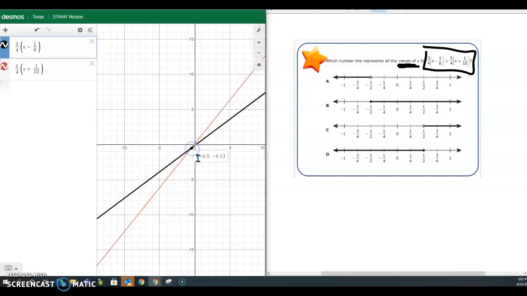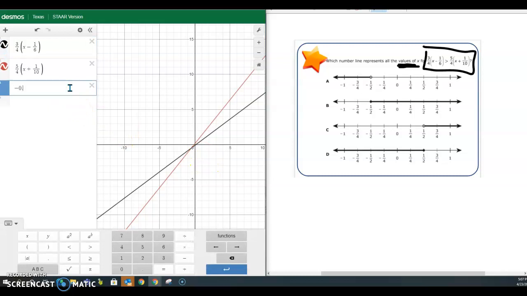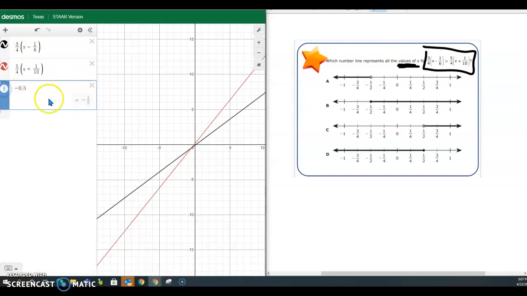So where do they cross? They cross at negative 0.5. Now, if you look at what negative 0.5 is as a fraction, guys, if I change negative 0.5 to a fraction, it tells me it's negative 1/2. So these two expressions, guys, are equal at negative 1/2. And to the left, this one's bigger, but to the right, this one's bigger.